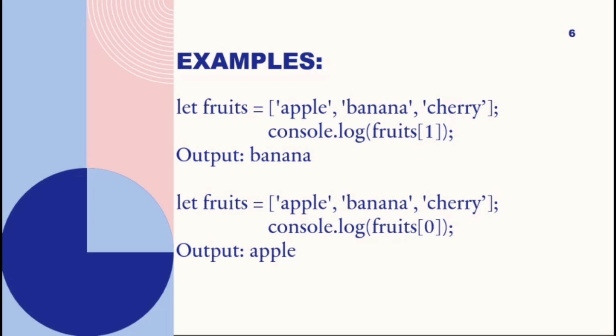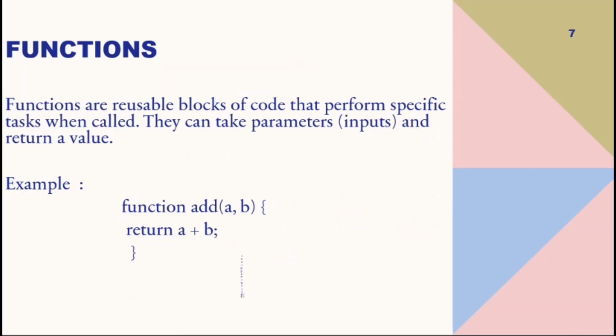Now section 3: Functions. Now let's talk about functions. Functions are reusable blocks of code designed to perform specific tasks. They can take parameters and return results. For example, function add(a, b). Here there are two parameters, a and b. This returns a plus b.